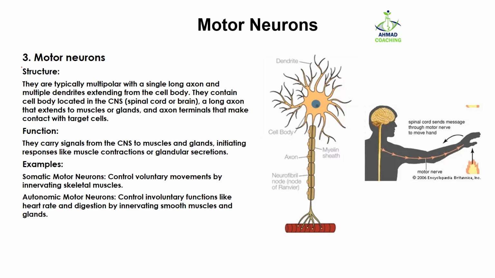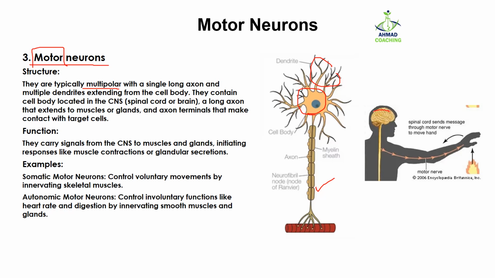Let's come to the third neuron type, which is the motor neuron. As the name indicates, it is motor. So we know that when motor is working, it means something is working very quickly. If you talk about the structure of motor neurons, they are also multipolar, meaning that they have multiple branches coming out of the dendrites. They have one single long axon, while multiple dendrites and a cell body, the typical structure of a neuron. They contain a cell body in the central nervous system.